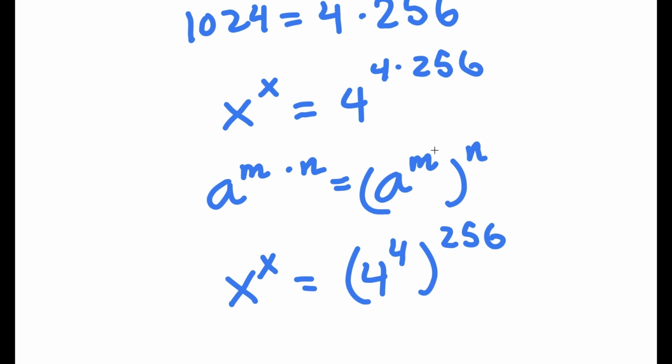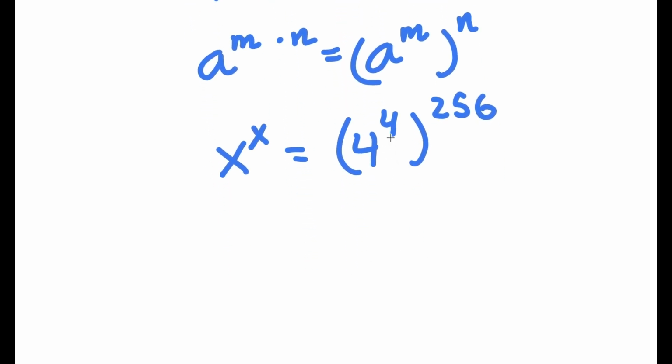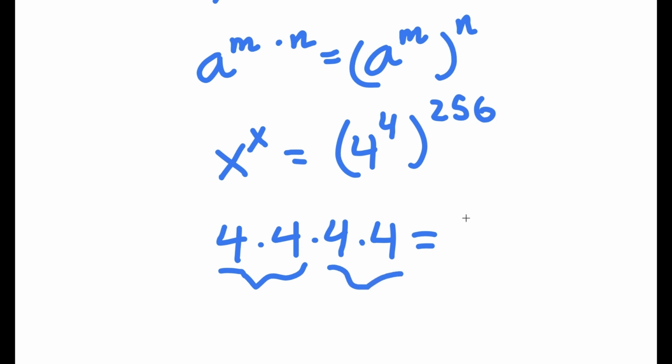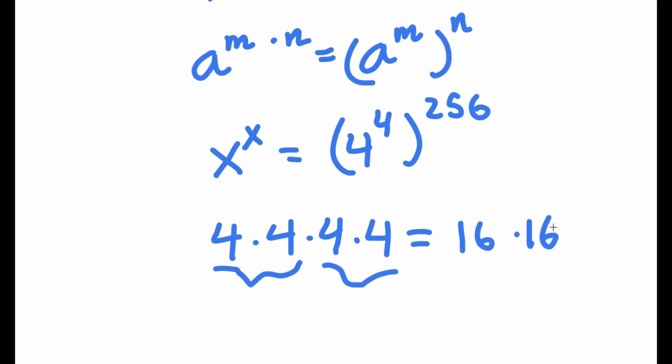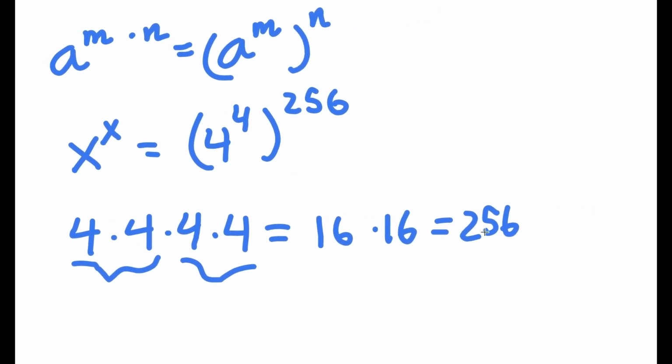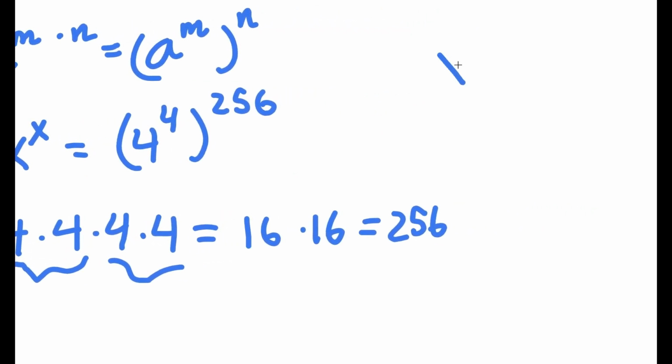And now, well, 4 to the power of 4, that's the same thing as 4 times 4 times 4 times 4. Now, we have 4 times 4 times 4 times 4. 4 times 4 is 16, so I have 16 times 16, which is equal to 256. So now I get x to the power of x is equal to 256 to the power of 256.